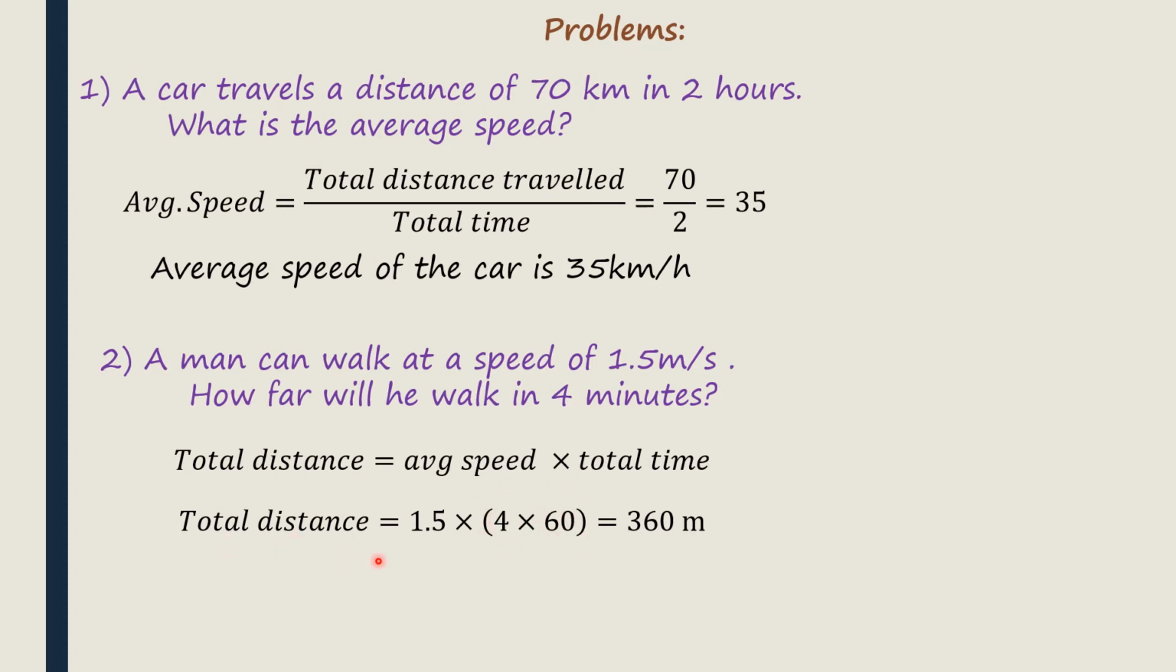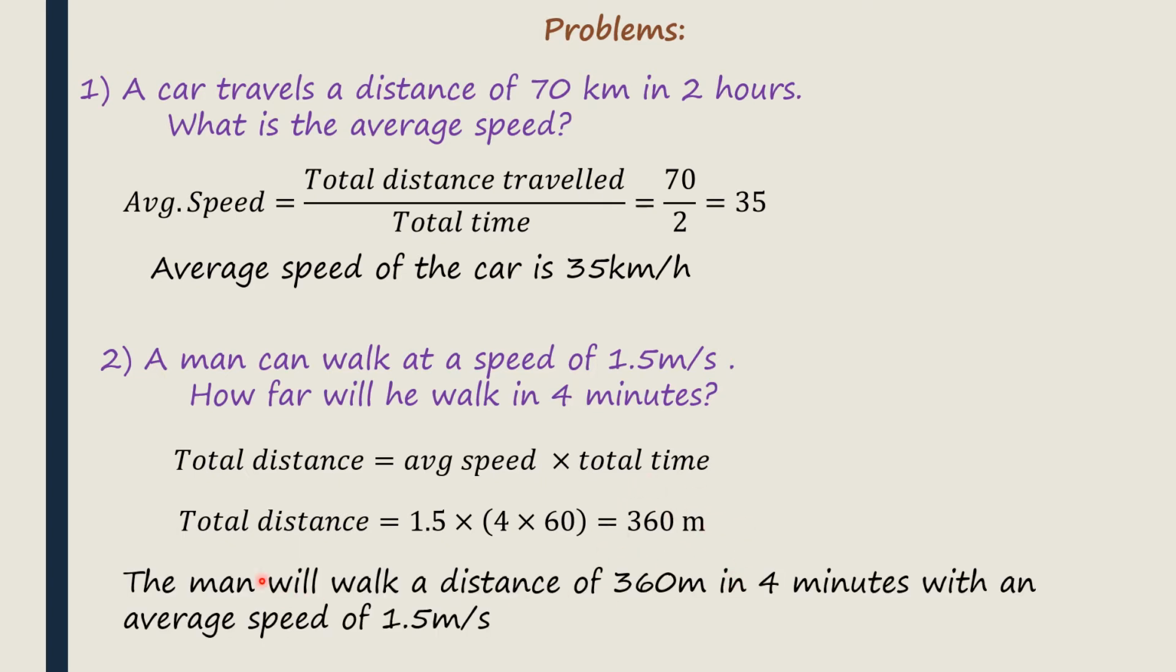So therefore total distance is equal to 1.5 into 4 into 60. So the total thing will become 360. Okay, so 360, since it is distance we write it as meters. Unit चाहिँ कति अरे, meter. So therefore we can say that the man will walk a distance of 360 meters in 4 minutes with an average speed of 1.5 meters per second. Okay, so clear. So we have already successfully covered 2 problems.